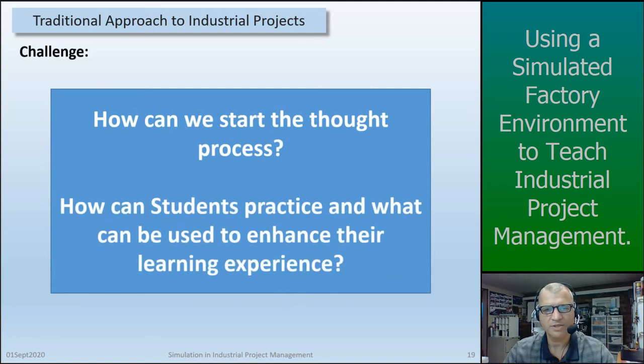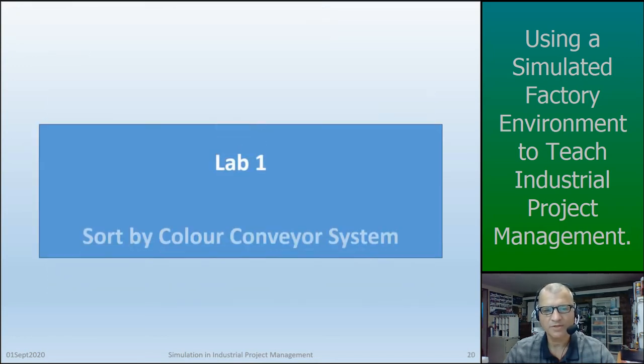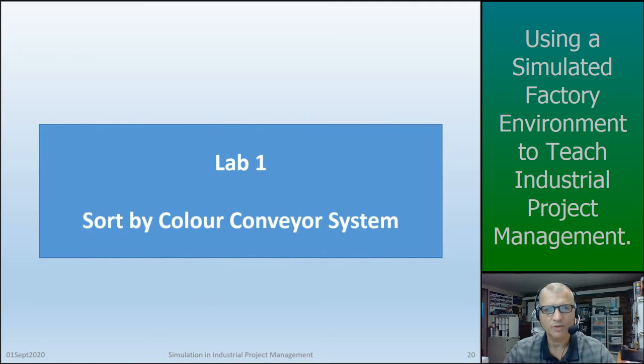So again, the challenge here is, how do we start the process? How can students practice, and what can be used to enhance the learning experience they've had up until this point? So the first thing we're going to do is take a look at lab number 1, which is called the sort by color conveyor system.